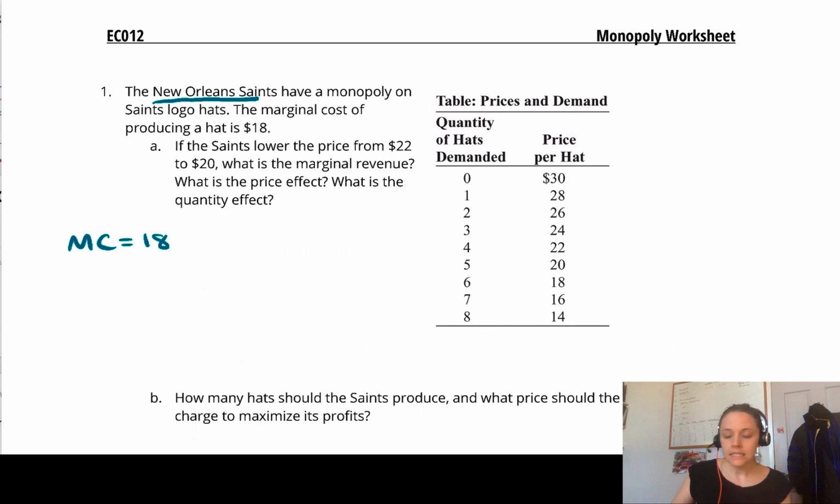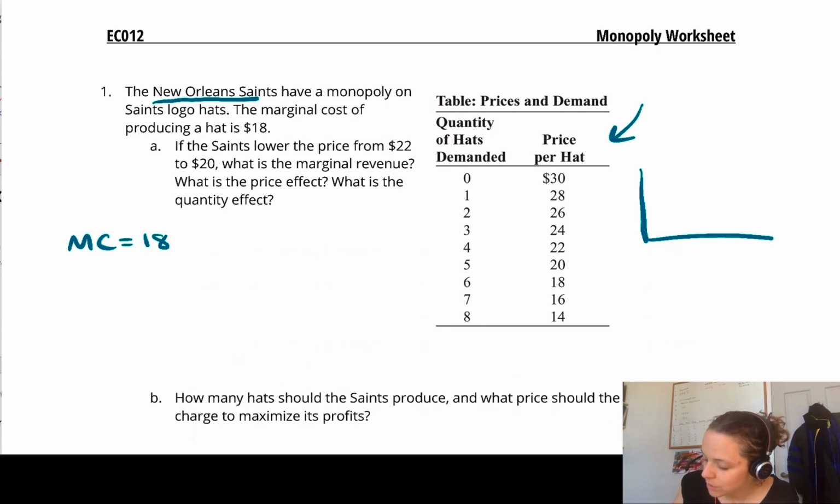And let's say that this is essentially the demand curve for those Saints. We have a downward sloping demand curve. And if I just sketch it really quickly, you can see that at $30, no hats are demanded. And then it goes down, down, down. And then the end of our curve is that 8 hats are demanded at a price of 14. So that's it. But we can use all the information from the table without having to go to the graph.